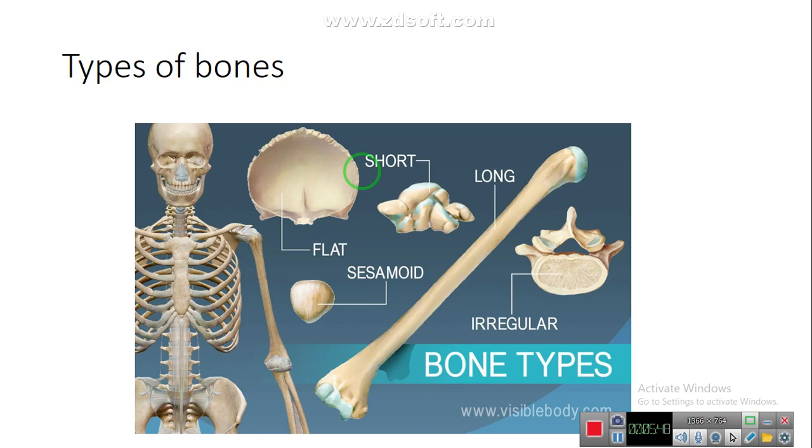Here is again the diagrammatic presentation of the types of bones. Here you can see the flat bone, the skull bone, the short bone, and the long bones of the lower limb or upper limb, and the sesamoid bone between the joints, the patella, and this is the irregular bone of the vertebrae. Short bones of the tarsals.